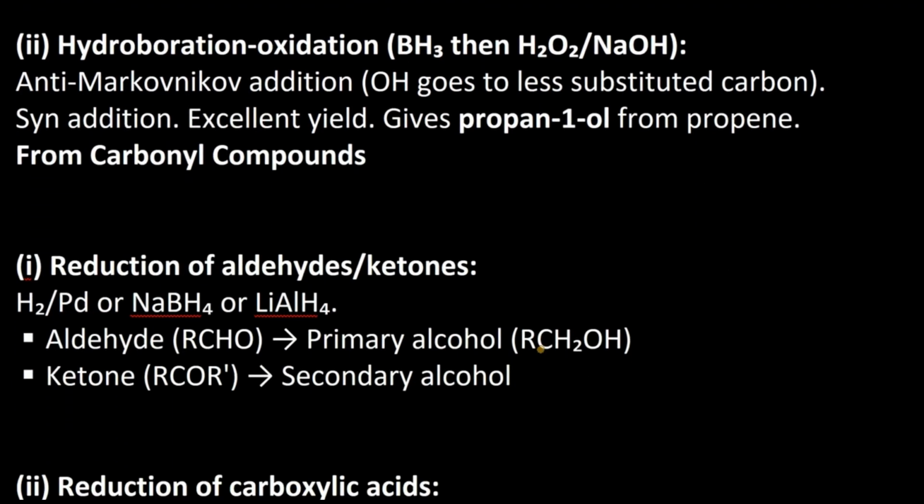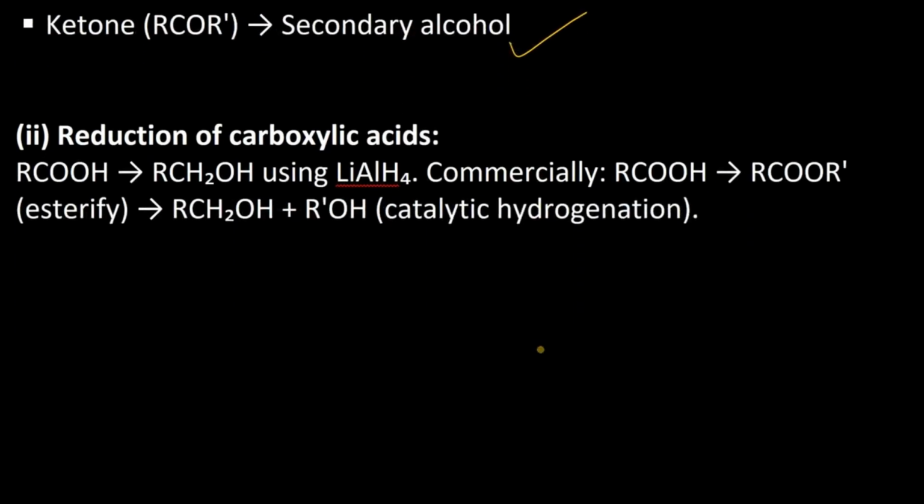Then hydroboration followed by oxidation follows anti-Markovnikov, and the addition is syn addition. These are the important points because we already know the reactions are everywhere. I'm just giving you the straight points. Okay, then reduction of aldehydes or ketones to form an alcohol. Hydrogen with palladium, or sodium borohydride, or lithium aluminum hydride can be used to reduce aldehydes or ketones. An aldehyde will give you a primary alcohol and a ketone will give you a secondary alcohol.